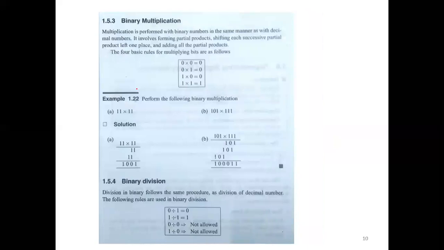Now binary multiplication. Multiplication is performed with binary numbers in the same manner as with decimal numbers. It involves forming partial products, shifting each successive partial product left one place, and adding all the partial products. Same concept: 0 into 0 is 0, 0 into 1 is 0, 1 into 0 is 0, 1 into 1 is 1. Like that we get the normal multiplication process here.